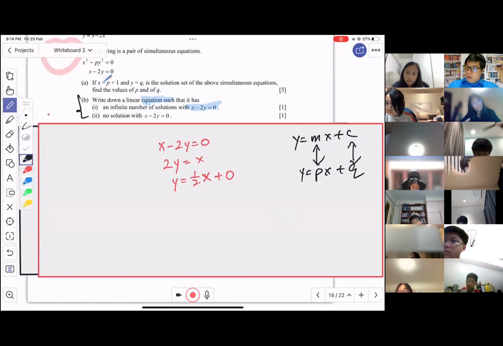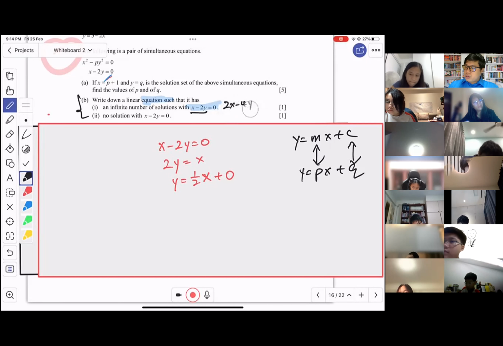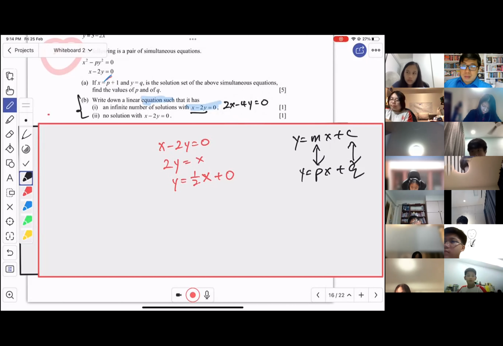So if I want to write something else, very simple. x minus 2y, I write something exactly similar. Just write 2x minus 4y equals 0. That's the same equation. Then they will have an infinite number of solutions. So far, okay? That's for part 1.